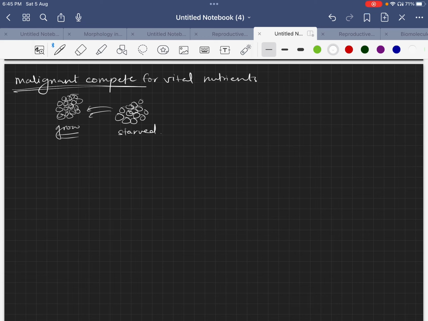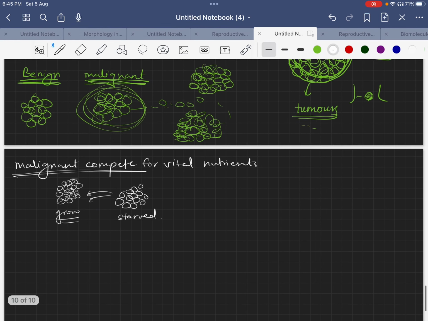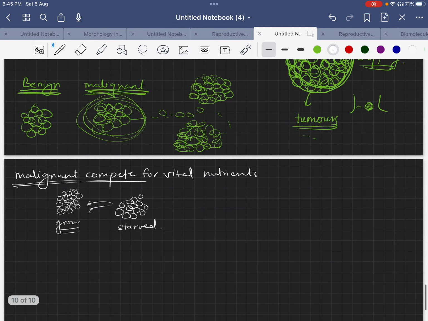Cells sloughed off from such tumors reach distant sites through blood, and wherever they get lodged in the body, they start a new tumor there.